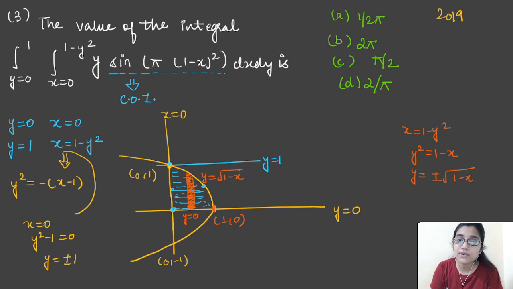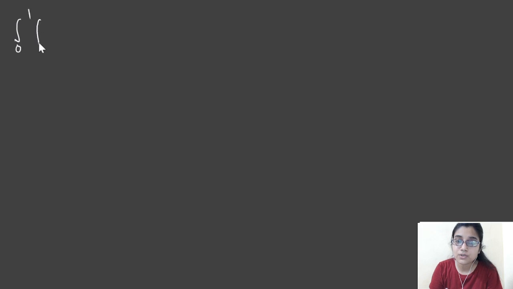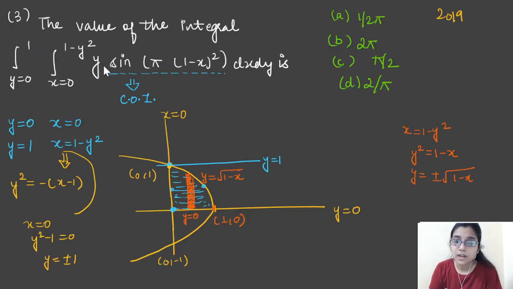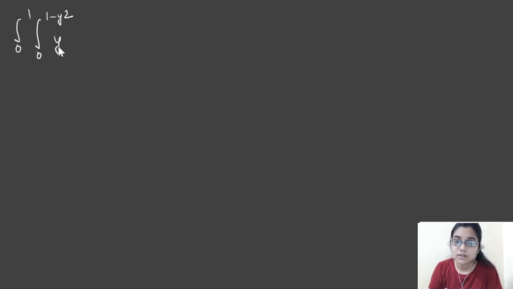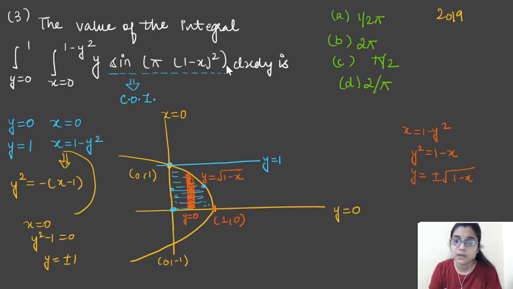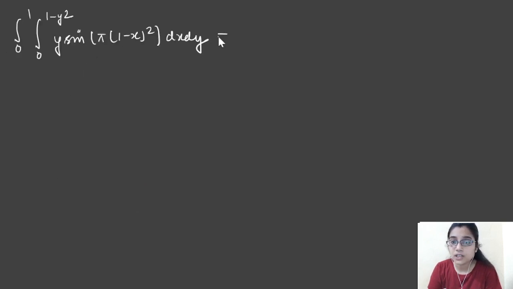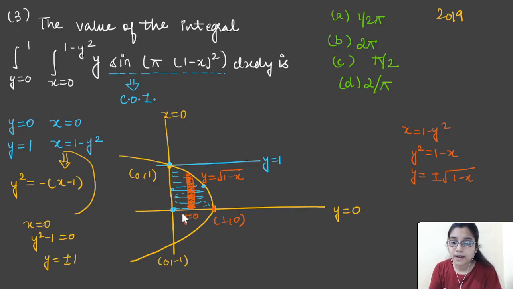So now if we transform this given integral after changing the order, what will it become? From 0 to 1 and from 0 to 1 minus y square, we were having y times sine of pi times 1 minus x whole square, this is your dx dy. Okay, this would be your dx dy.